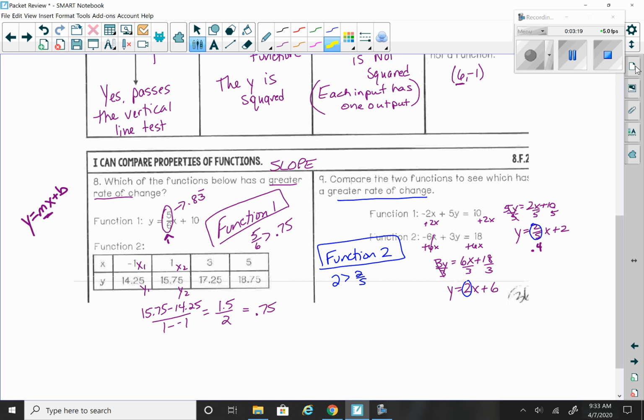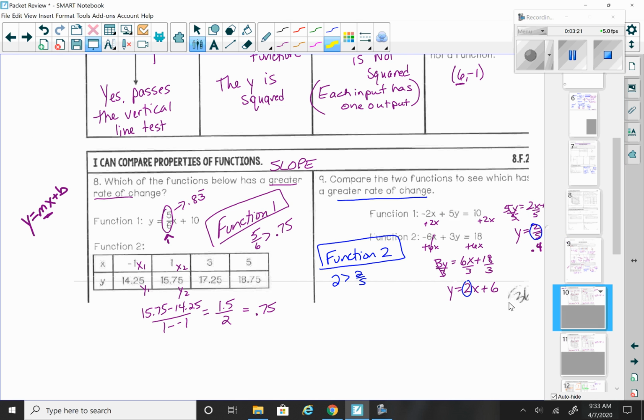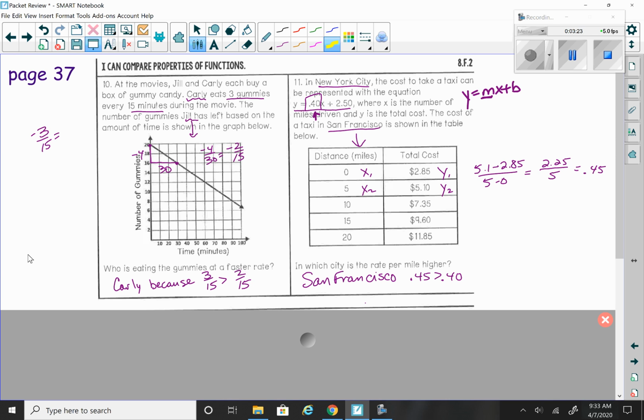And then on to the last part of our homework. There are 2 more problems on the next page, on page 37. So number 10, Carly eats 3 gummies every 15 minutes, 3/15 gummies per minute. And then the graph represented by Jill, so I can see I'm going down 4 and to the right 30, right, to the right 30, down 4. -4 over 30 reduces to -2/15.